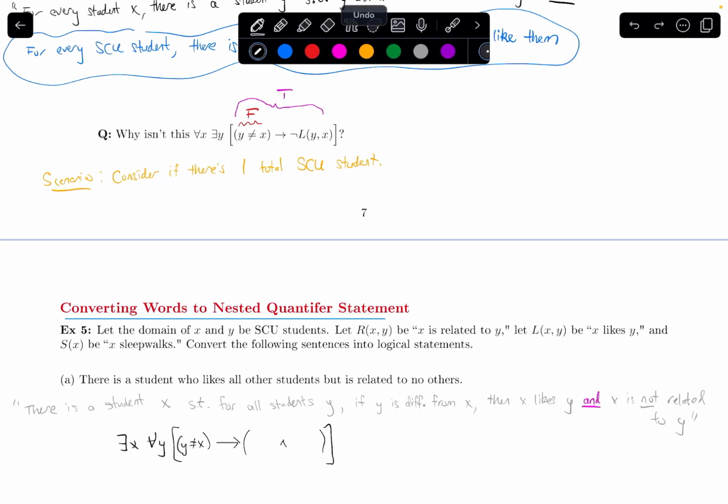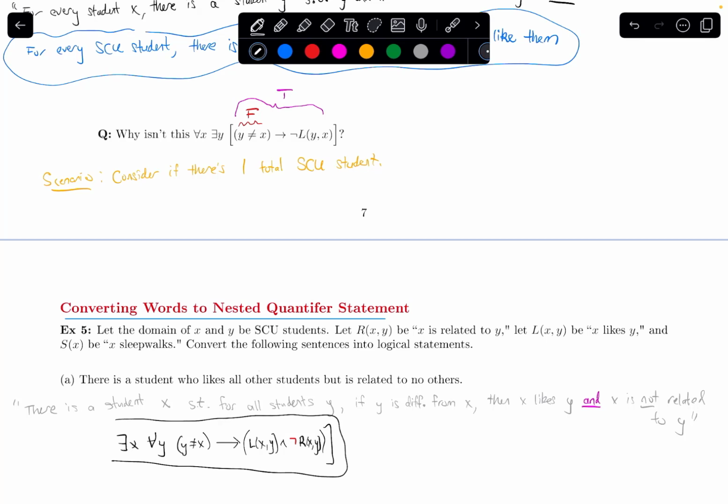So that's the first part of the and statement. And the second part is x is not related to y. Because of the word not, I need a negation. And x is related to y would be r of x comma y, so I need the negation of r of x comma y. All right, and there I have it. So let us go ahead and box this.